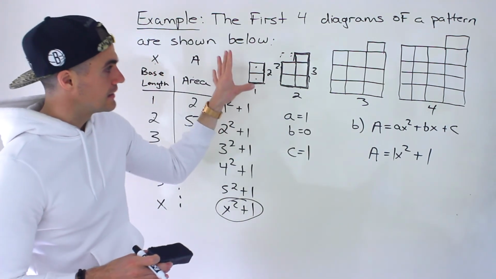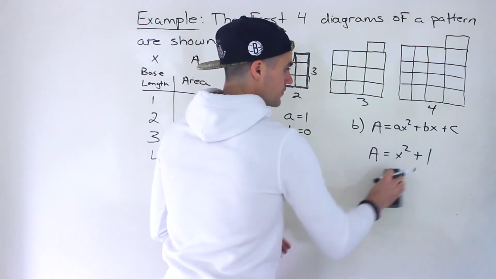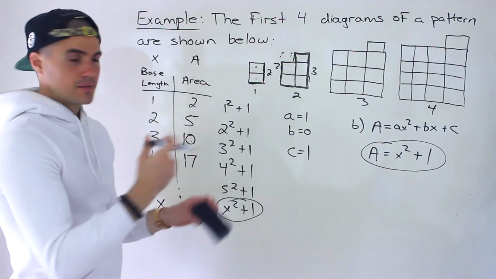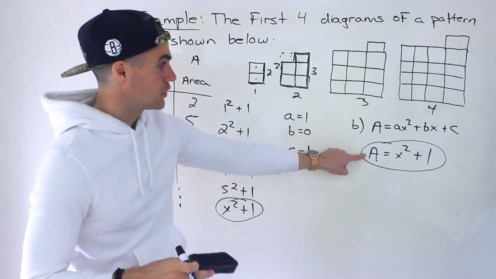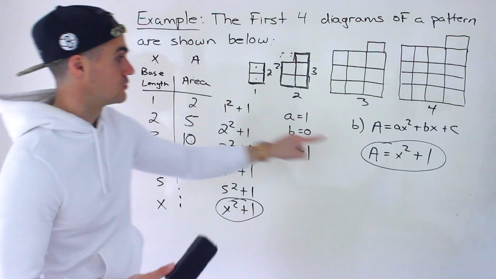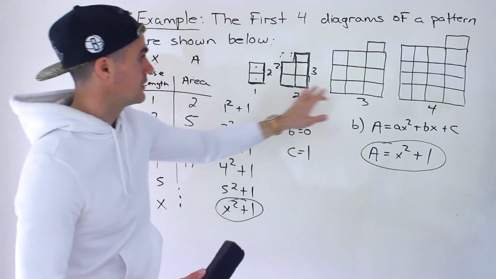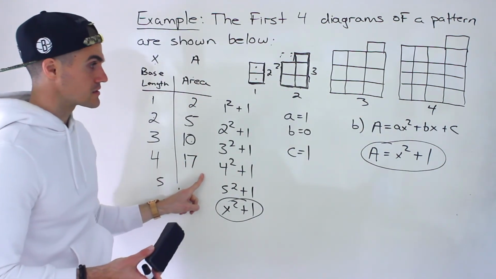But in this case, again, the diagram wasn't too bad. So we just came up with the formula looking at it intuitively. Right? So that is the quadratic formula that relates the area A to the base length x. And you could test it. If you plugged in all of these, you'd end up getting these particular areas.